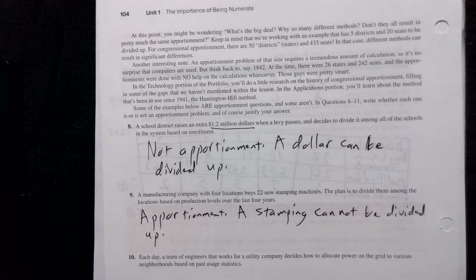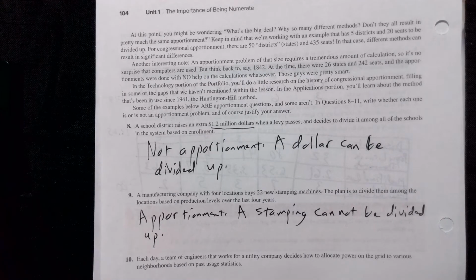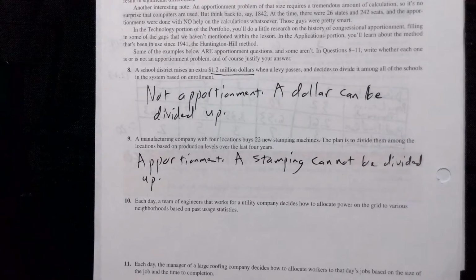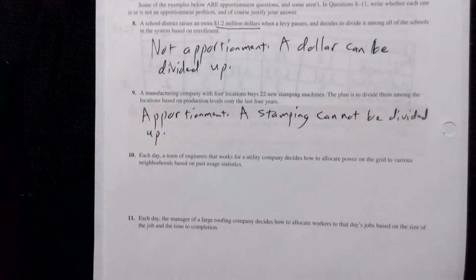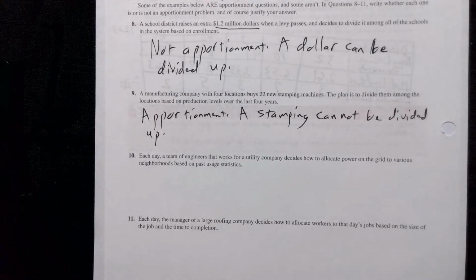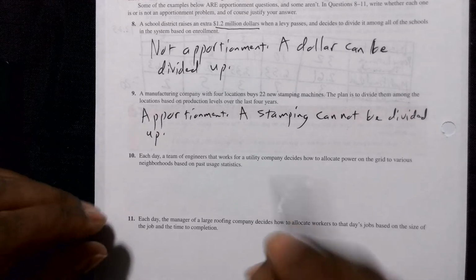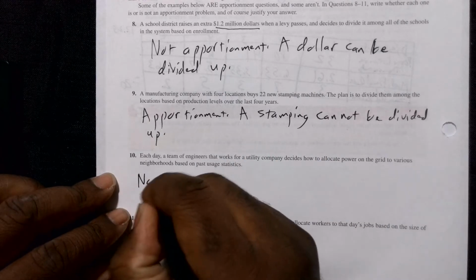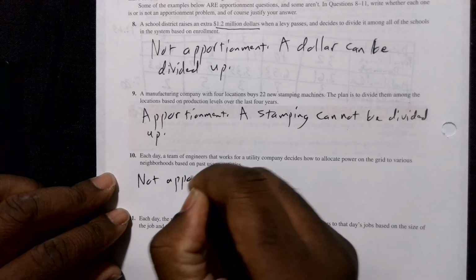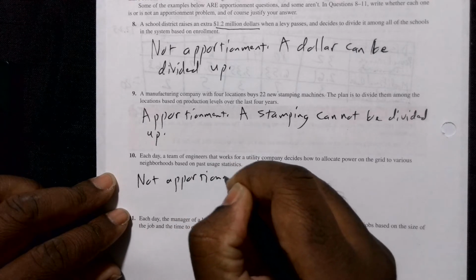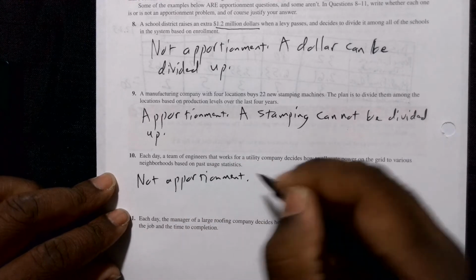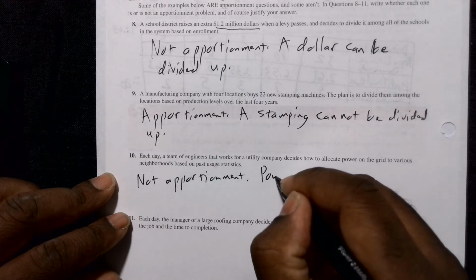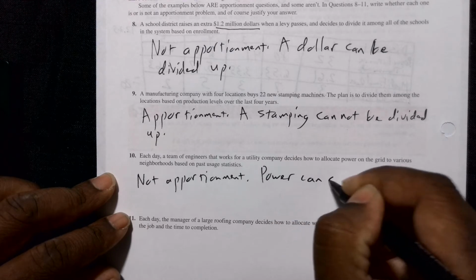Now, we go to the last 2 problems of this section. Number 10, it says each day a team of engineers that works for a utility company decides how to allocate power on the grid to various neighborhoods based on past usage statistics. This is not apportionment. And that's because power can be divided up.